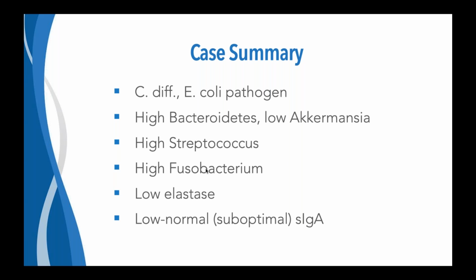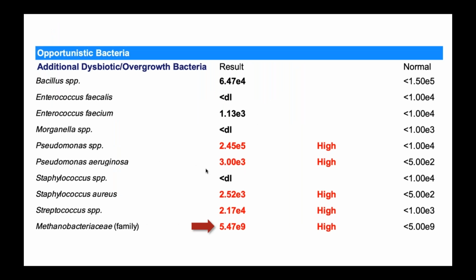Lastly, there was also low normal or suboptimal secretory IgA, which is something we often note that can be present along with lack of certain key beneficial bacteria. And so often it can be considered a marker for lack of key bacteria, and that can have some negative consequences as well.